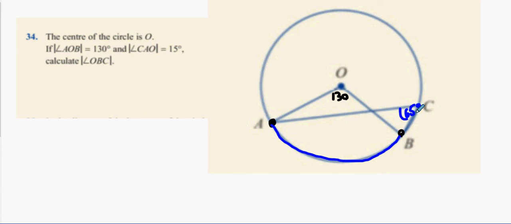Now next thing. It gives me another piece of information. CAO. Where's CAO? 15. Alright, we have this under lock now. 180 take away 130 take away 15. What? 35. And then fairly opposite, we'll put that at 35. And then that's 90 degrees then, isn't it? No, it's 100 degrees. Yeah, so 80. And OBC will be 80. We cool with that? All good?